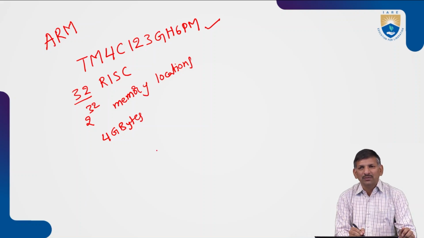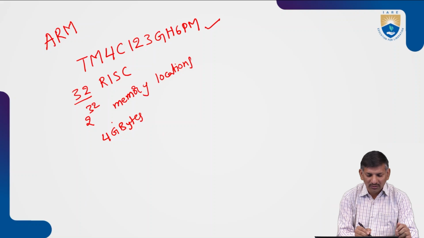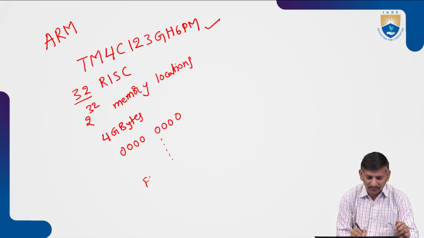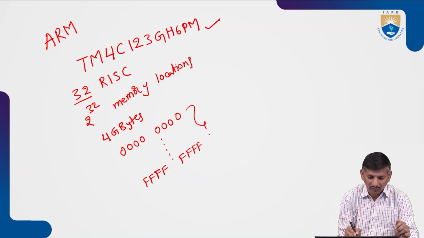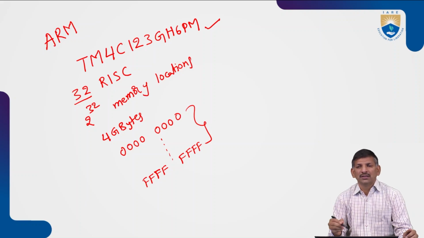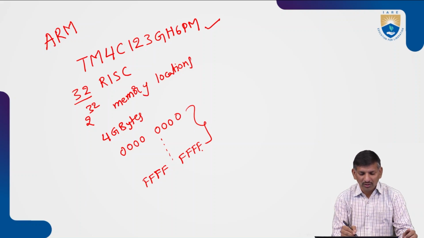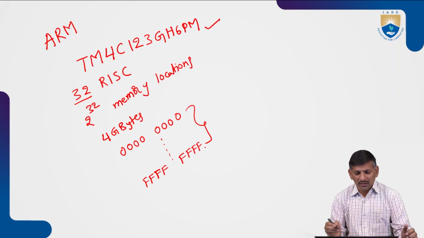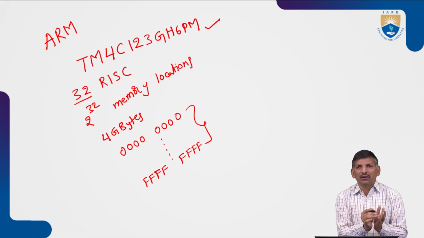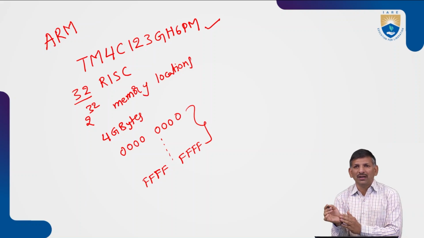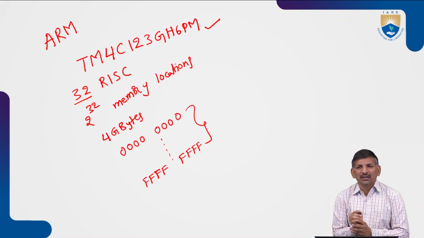So 4 gigabytes means the address is ranging from 8 zeros to 8 Fs. We can assign the addresses to these peripherals from 0 to 8 Fs. In this range, a particular memory location is assigned for a particular peripheral for doing its operations, either read operations or write operations.